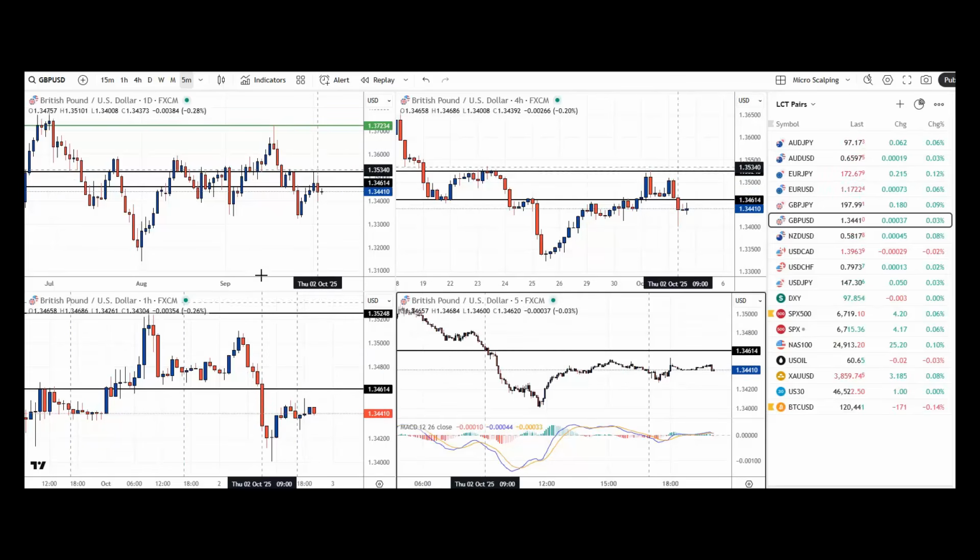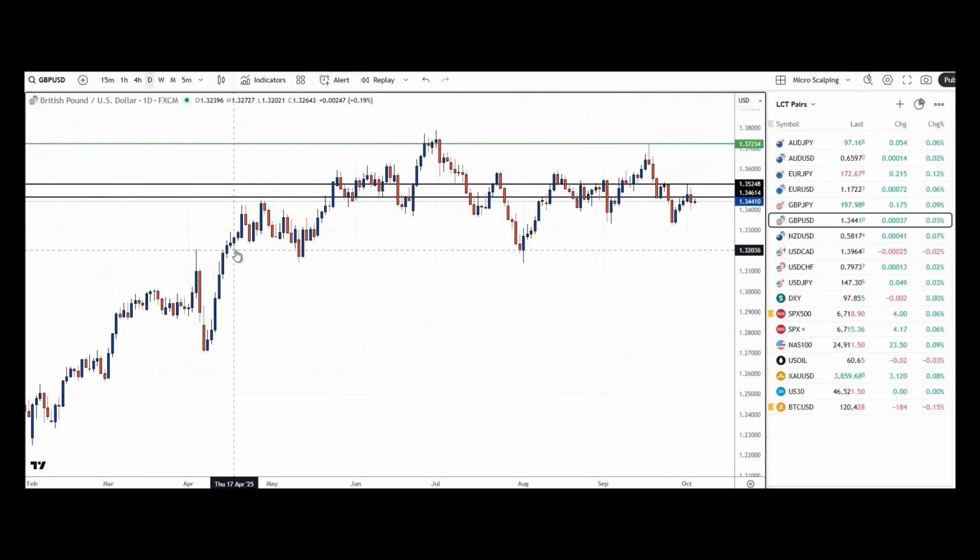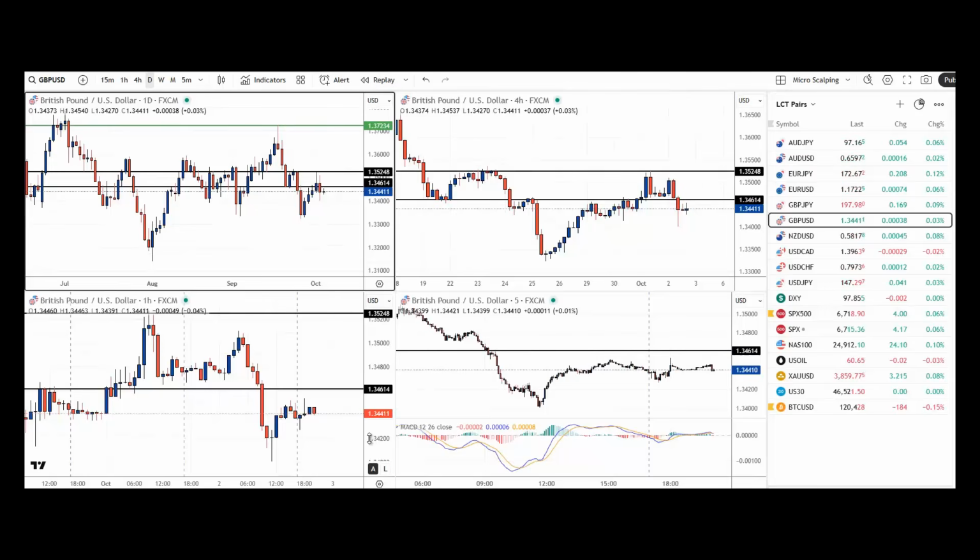So, if I look at this British pound US dollar, I'll just start from the daily. For our micro scalping time frames, the daily is only for the very higher picture, but we use a 4 hour, a 1 hour, and then enter on a 5 minute.